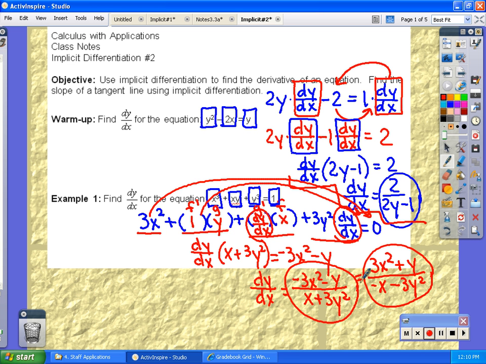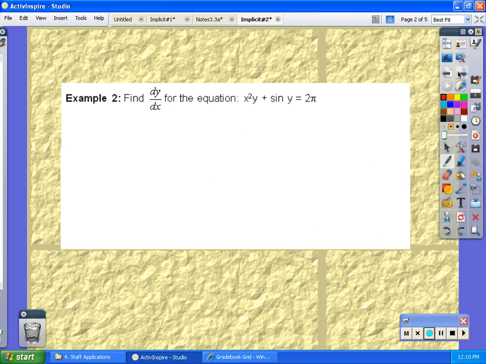Going on to example number 2, I hope you guys are keeping up and taking notes and paying attention. In this problem, we have 2 terms on the left and 1 term on the right. This is a product rule. I'm going to separate it as x squared times y. So hopefully you're getting in the groove and remembering to set up your template when you're doing the product rule.